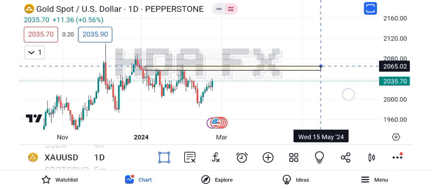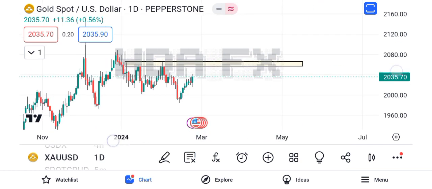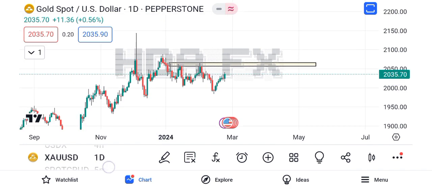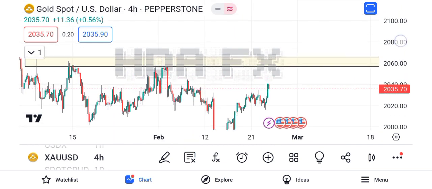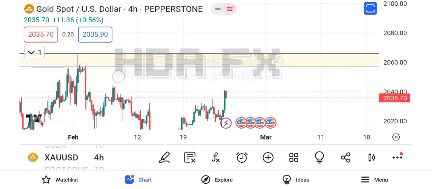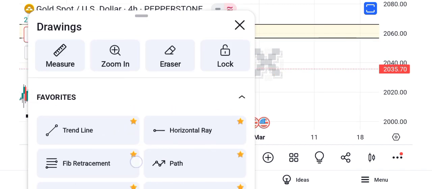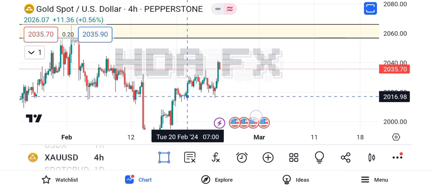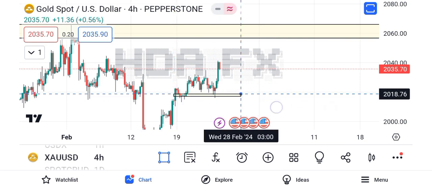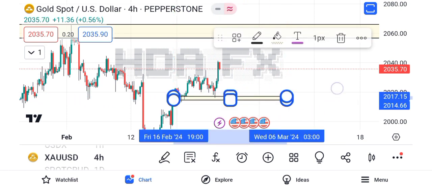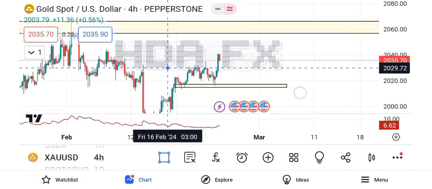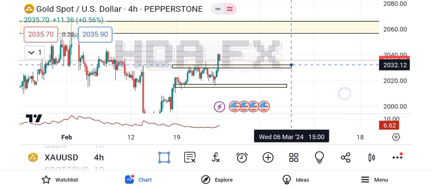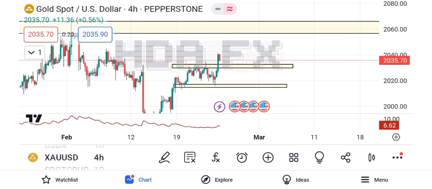So this week I'll be bearish on gold. We have this key zone here. And moving down to the four-hour time frame, we also have another key level here, and another key level here also. Another key level here also.